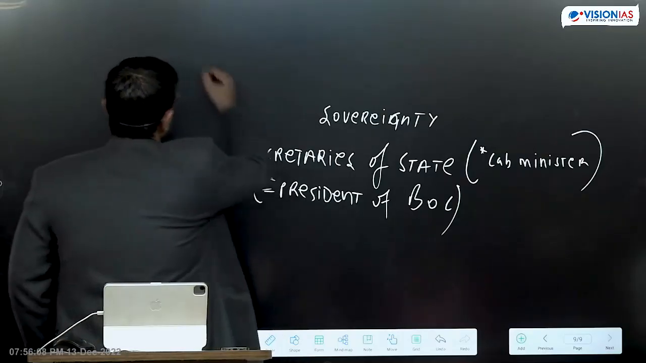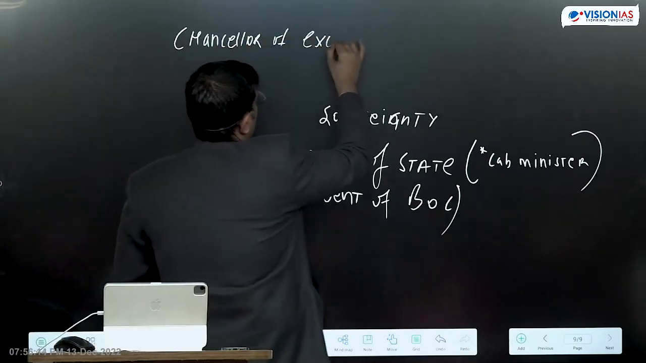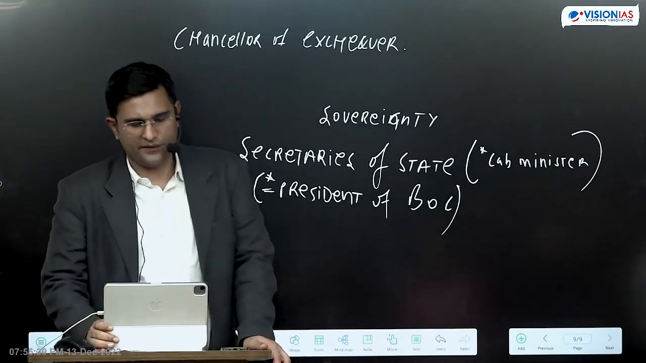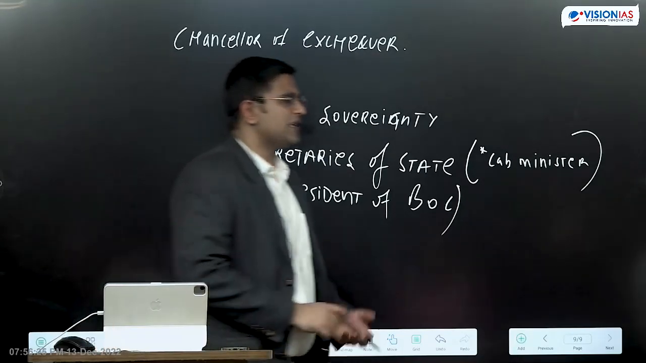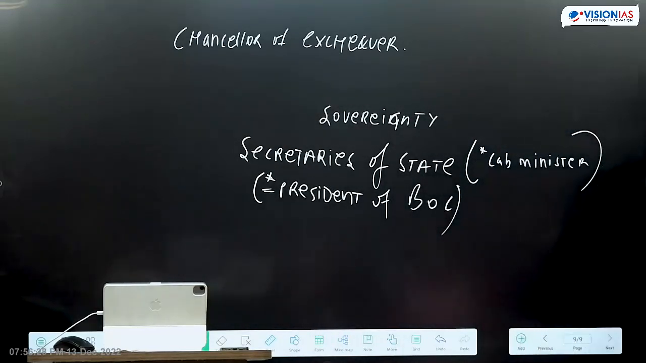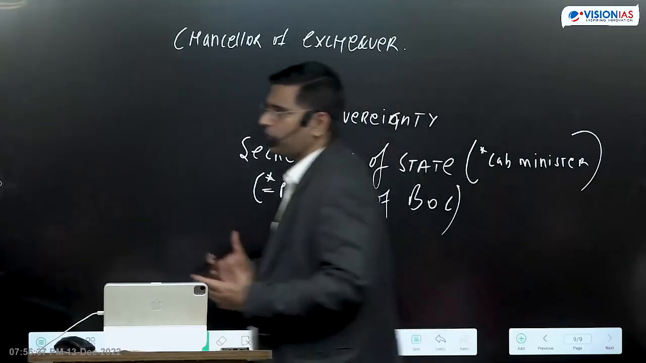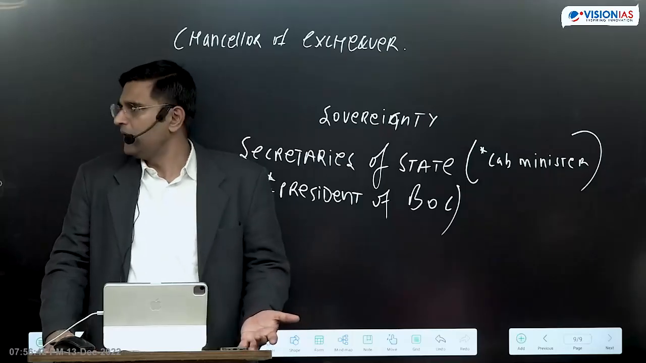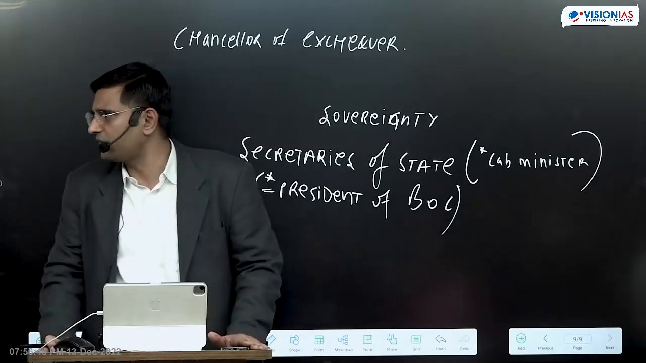Plus Chancellor of Exchequer. See, the loan which had been given, 10 million pounds of loan, that was public money. Exchequer, we know, is the government saving account. Chancellor means the person who is the holder of treasury, the person who is responsible for that. You can think of him like an RBI governor, or like the secretary of the Department of Expenditure, something like this, right?